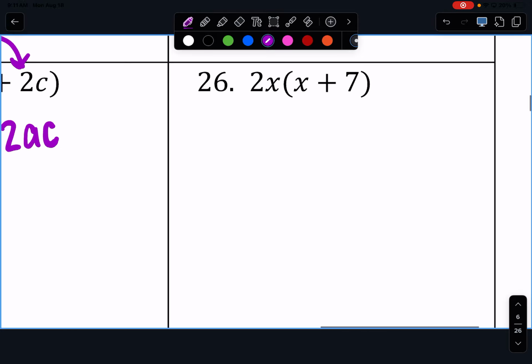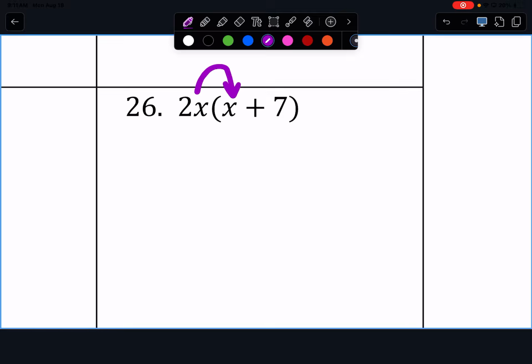I also want to look at 26. For 26, this one's a little different. What is 2x times x? 2x squared. But what about 2x times 7? 14x.